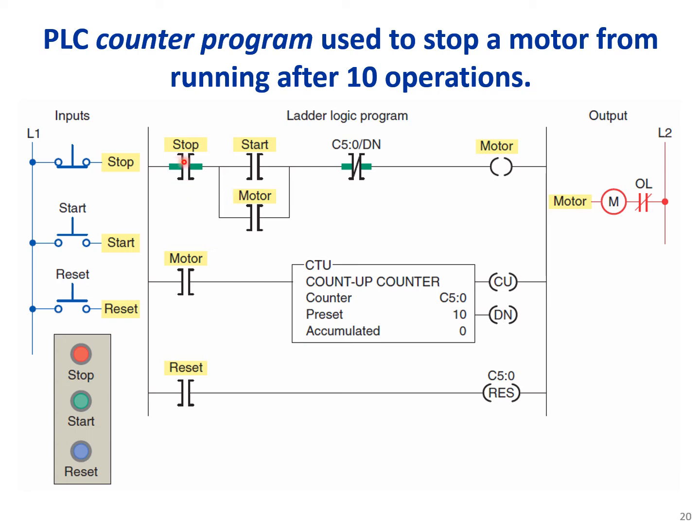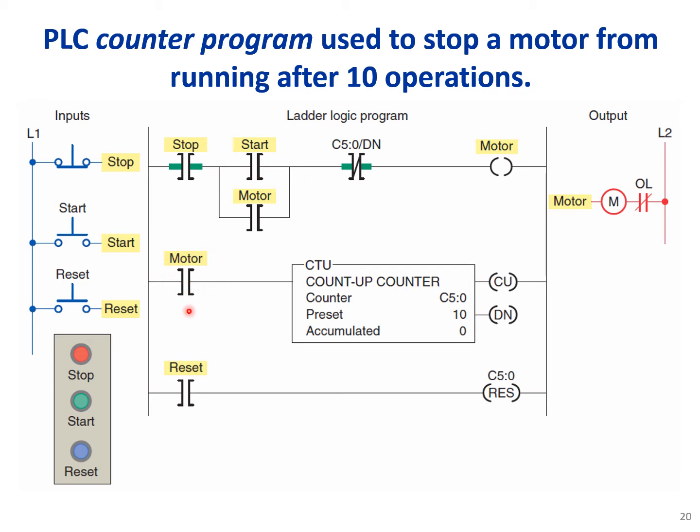Now, if you press the start button and the down bit of the counter is still false, so it means that we haven't reached the preset value of 10, the motor will start to run. And we have a shunt here. It means that once we press the start button, the motor will keep going no matter what the position of the start button is afterward.